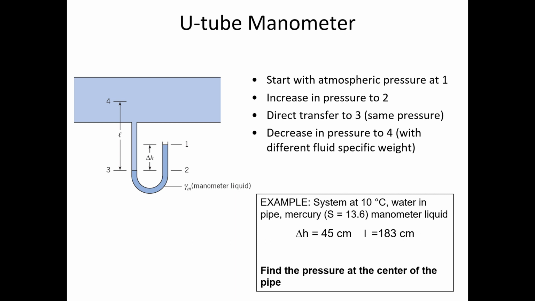Let me just draw a little sketch here so that we'll have it available as a reference. Here's my U-tube going in a U shape. Here's 1, 2, and here's this layer. It's a different fluid, 3. And finally, we're going up to 4. And so the delta H is 45 centimeters, and then it's 183 centimeters from 3 to 4.